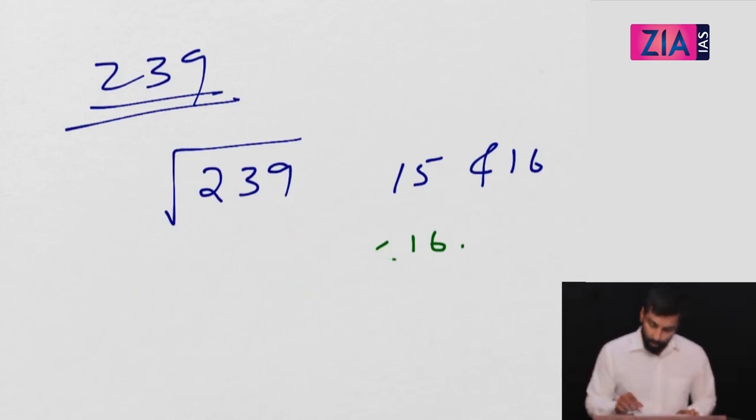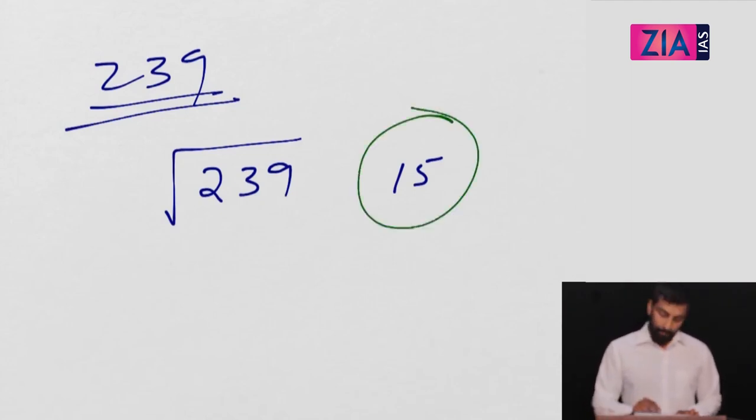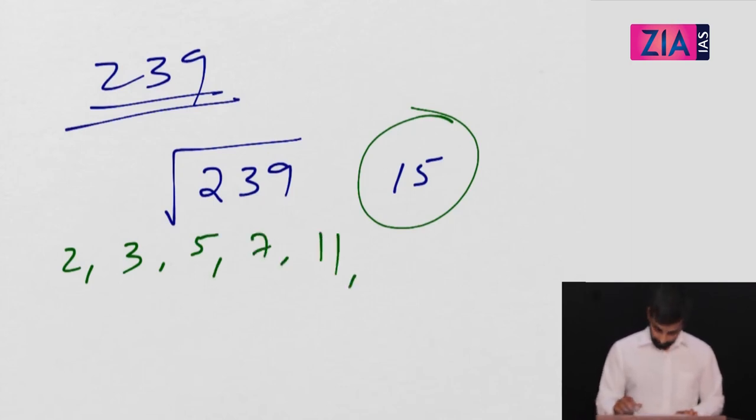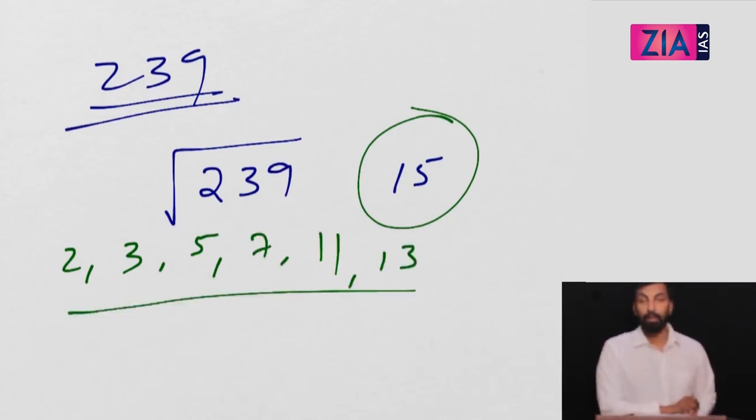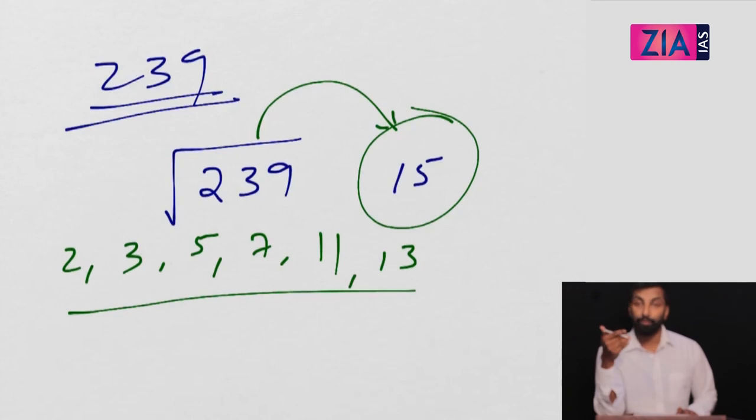I don't want to write all these things. I just need to know this is 15. So what I need to do is take the prime numbers till 15. What are they? 2, 3, 5, 7, 11, 13. These are the prime numbers till 15. Between 15 and 16, so I take 15. Take prime numbers up to 15, and you start dividing 239 with these prime numbers.